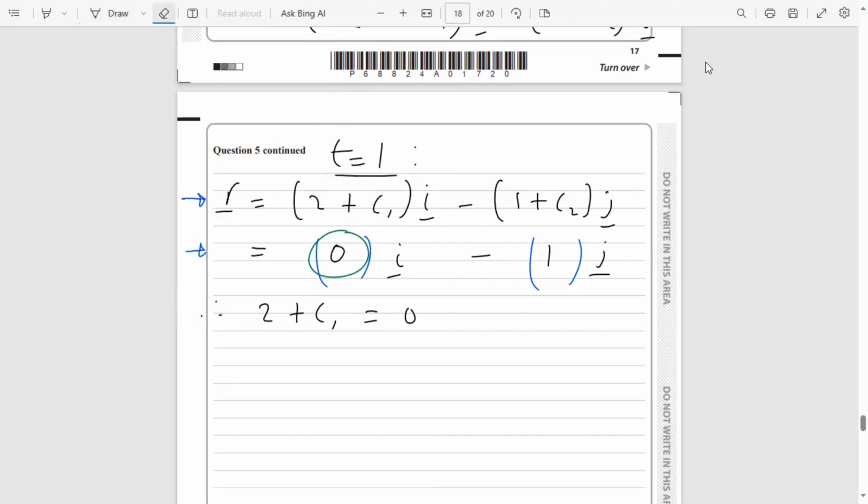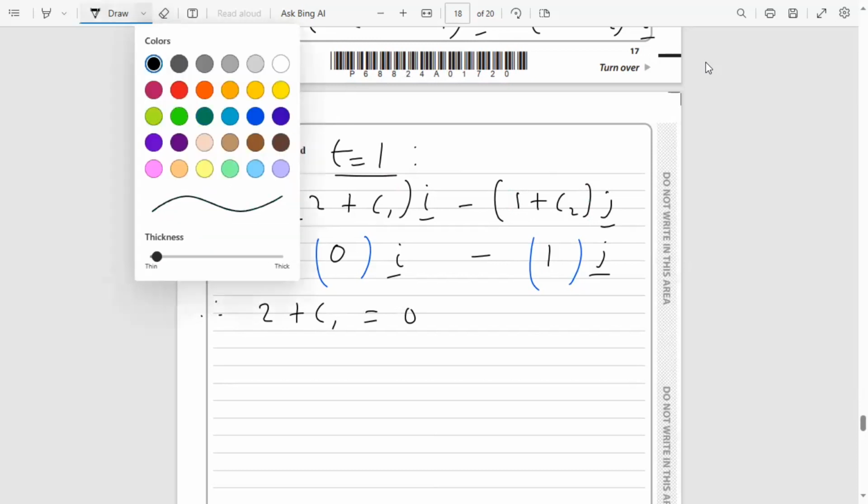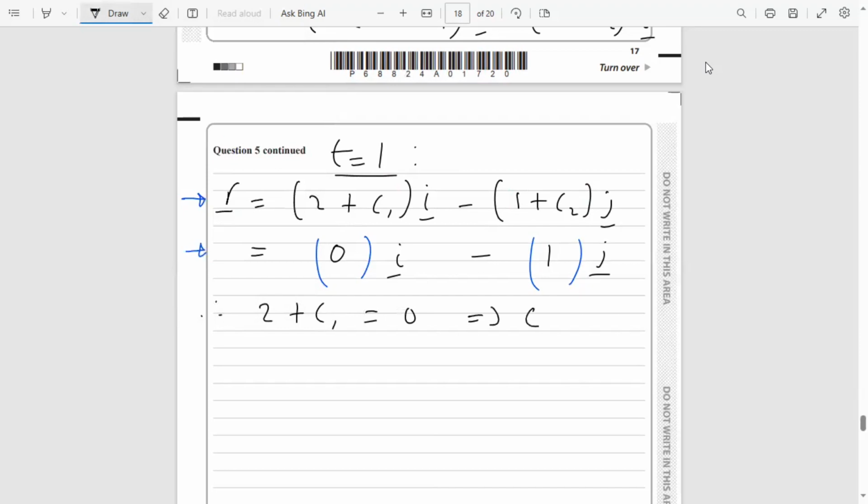And also this 1 plus C2 must be equal to the 1 there. So we've got 2 equations that we can extract just by matching our coefficients. So we've got 2 plus C1 equals 0 from the first part, and what we can tell from here is that C1 is equal to minus 2. And then from our second equation, 1 plus C2 is equal to 1. From there, we can tell that C2 is actually equal to 0. Take away 1 from both sides, you get C2 equals 0. So we know that C1 is minus 2, C2 is 0.